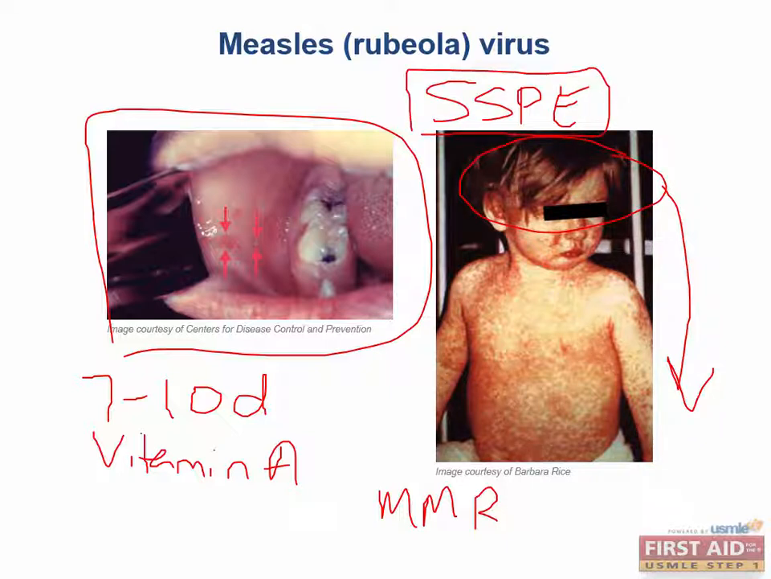SSPE is a chronic progressive encephalitis that causes inflammatory white and gray matter lesions of the brain that occur 6 to 15 years after apparent resolution of measles symptoms. Symptoms of SSPE include neuropsychiatric changes, seizures, coma, ataxia, and myoclonus.